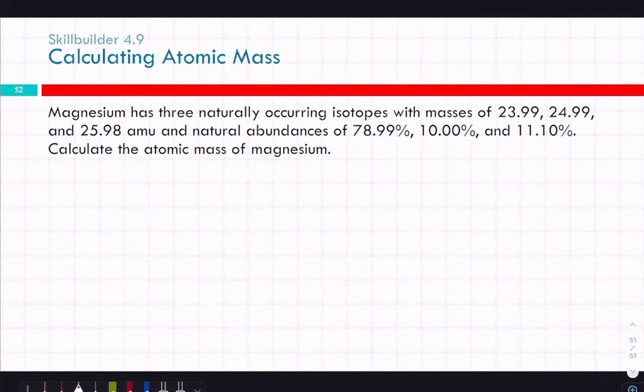All right, so if we have magnesium with 3 naturally occurring isotopes with those given masses, and we're also given the abundances of each of those, calculate the atomic mass of magnesium. One of the tricks here is that the order of the masses lines up with the order of the abundances. So the mass of 23.99 is 78.99%.